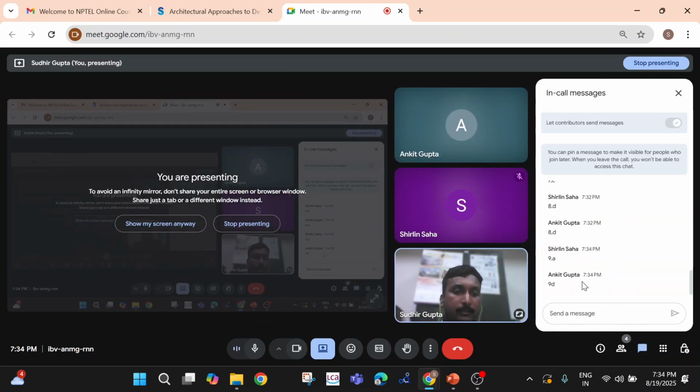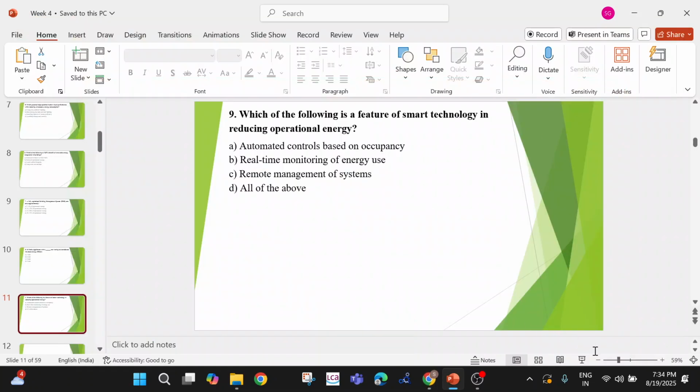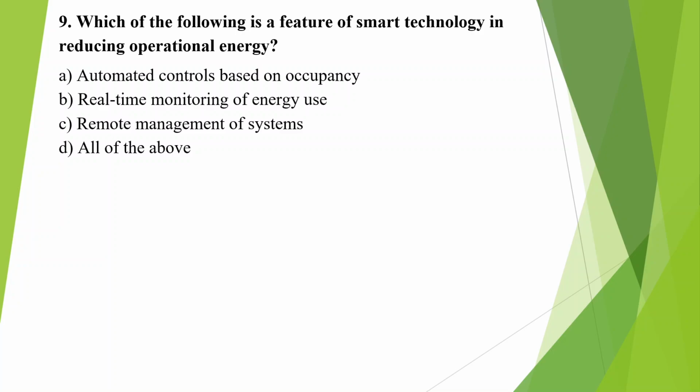So as I can see, I am receiving multiple answers for this particular question, question number 9, but out of them only one option is correct. So let me discuss then. As you can see, it is talking about features or the advantages of smart technology, how they are helpful for reducing the operational energy.